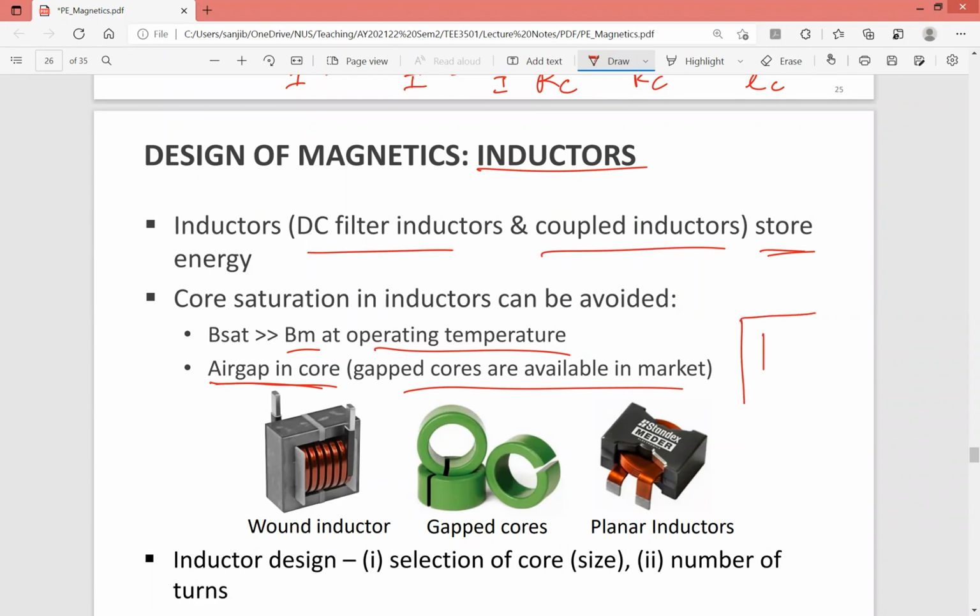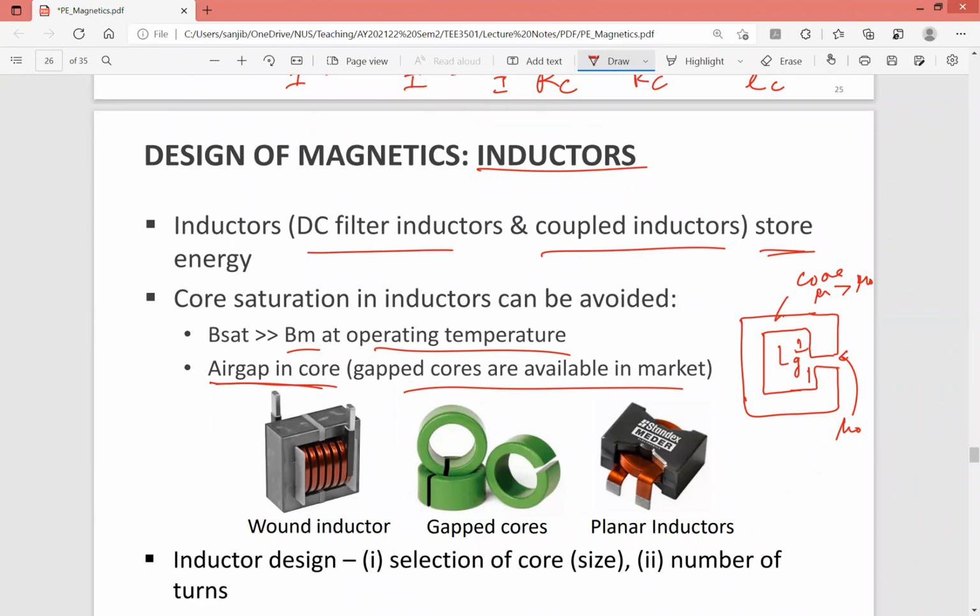What I mean to say is that you have core material, but then there's a gap. I had given the example that this is the core material, which has mu higher than mu naught. This is the part which is the gap, very small gap, which is called air gap basically. In this gap, the mu is mu naught.